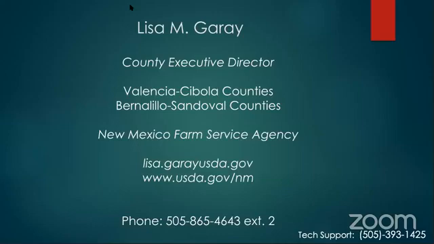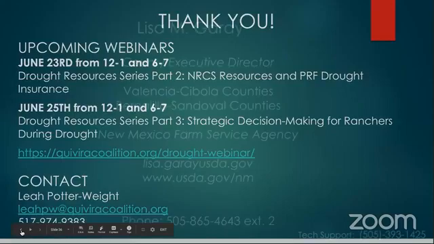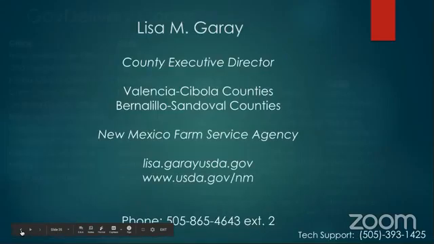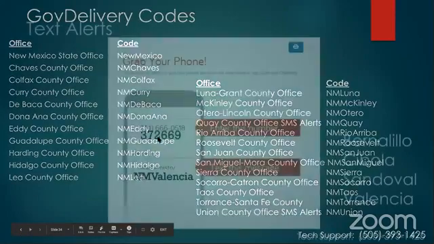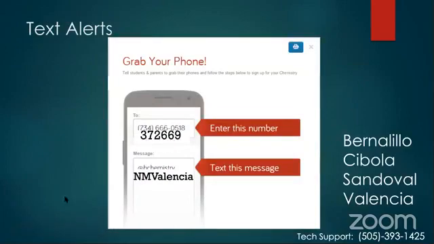Could you please give the number for alert texts again for Union County? Sure, if we could just go back one slide. There you go. Okay, so their code is going to be NM Union, and the number to send that to is 372669. Great, thank you.